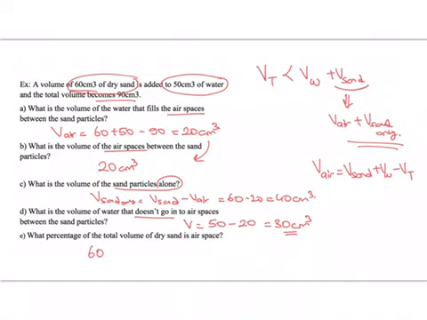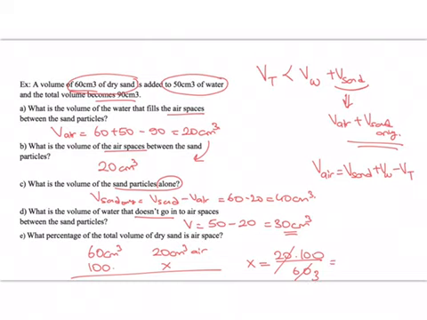What percentage of the total volume of dry sand is air space? I have 60 cm³ of dry sand. It has 20 cm³ of air. So in 100, how much air I have will give me the percentage. So X is equal to 20 times 100 over 60, which is equal to 100 over 3 percent.